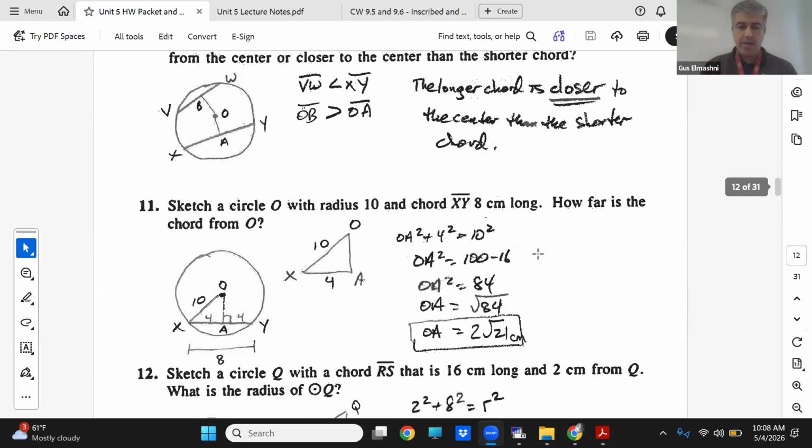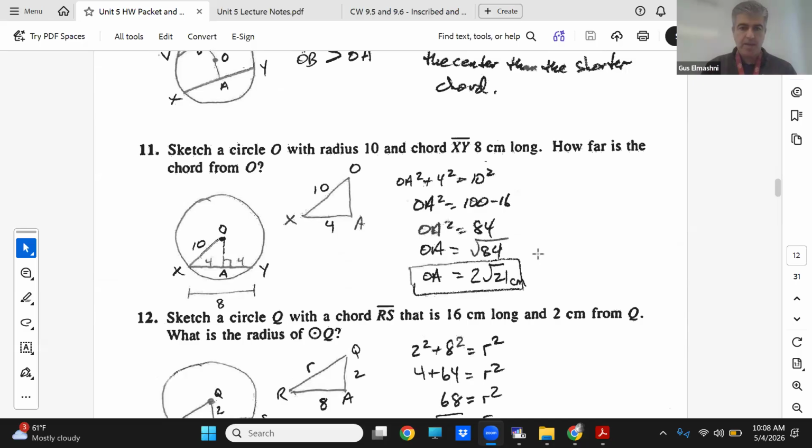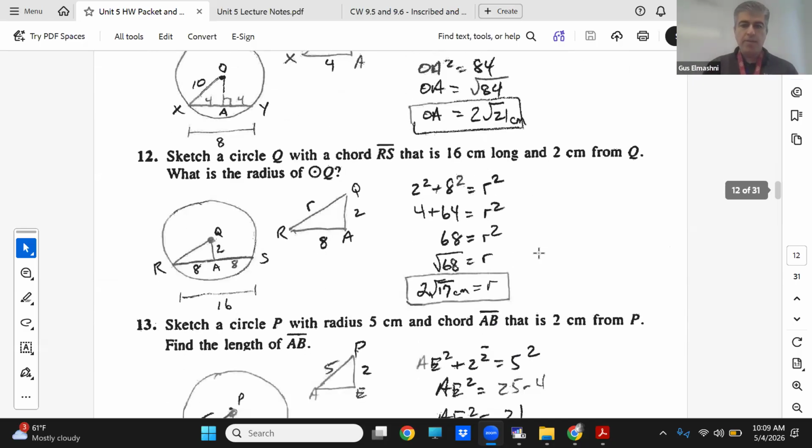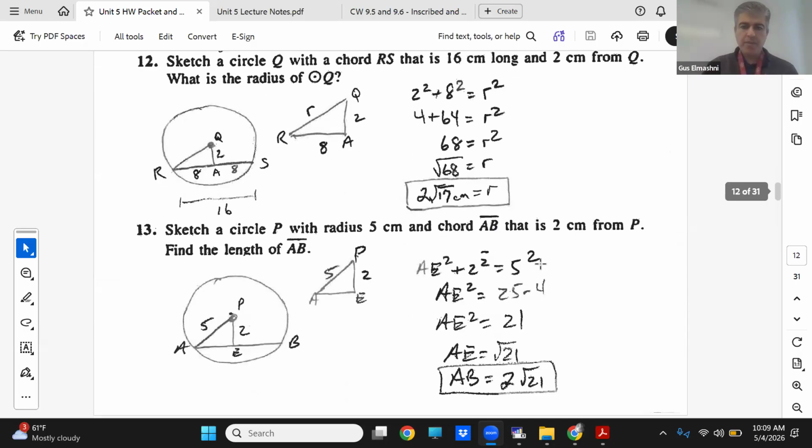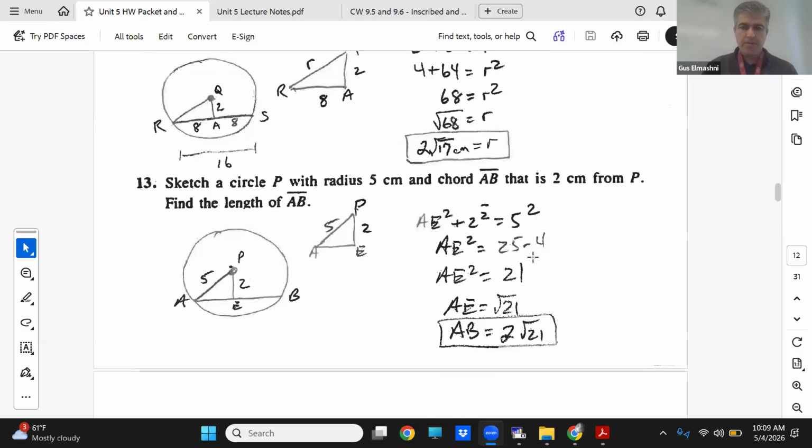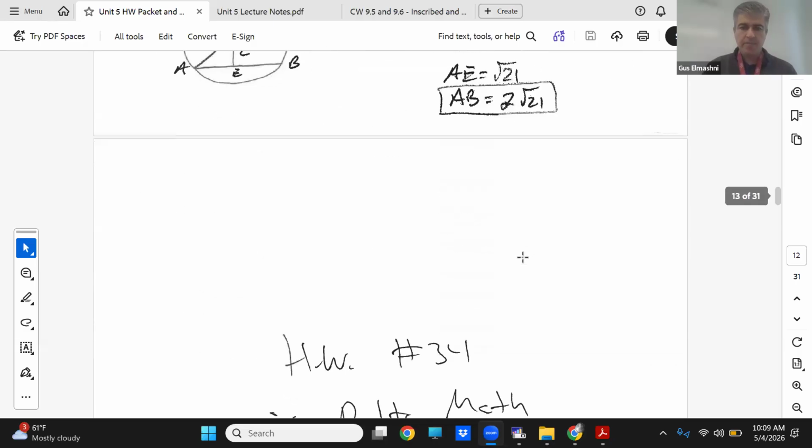For 11, RS is 10, XY is 8. Cut it, work it out. You're good there. For 12, you've got that. 2, 8, work it out. Likewise here.